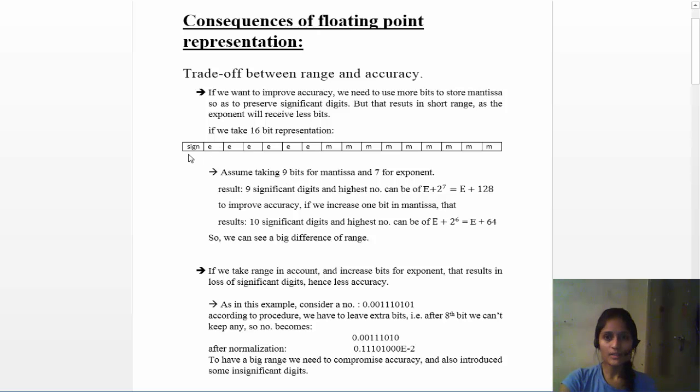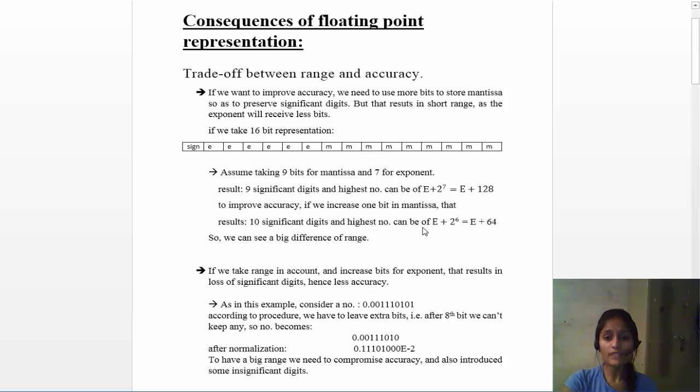As we can see in a 16-bit representation, we have the first bit as sign and then some number of bits for exponent and some number of bits for mantissa. If we want to improve the accuracy, we need to increase the bits for mantissa so that we can store more significant digits. Assume taking 9 bits for mantissa and 7 for exponent. The result will be 9 significant digits, and the highest number that we can store is 2 to the power 7, that is 128. We can store numbers up to 2 raised to the power 128 only.